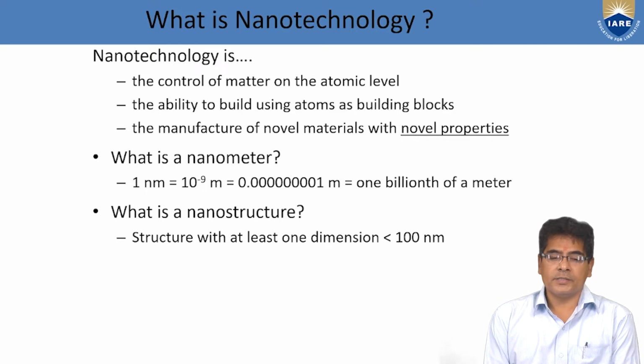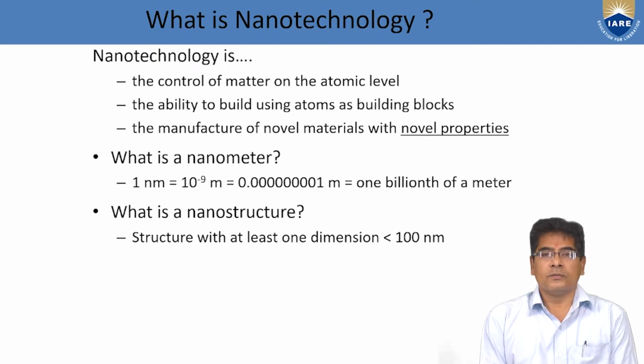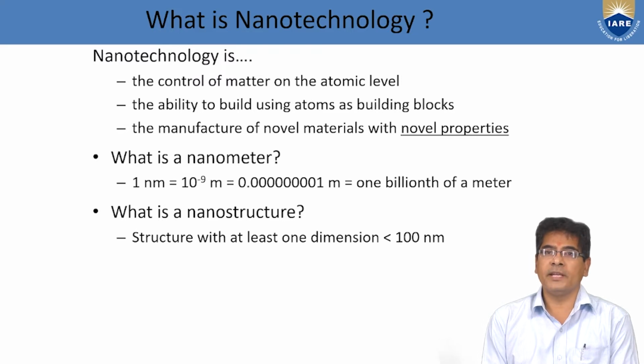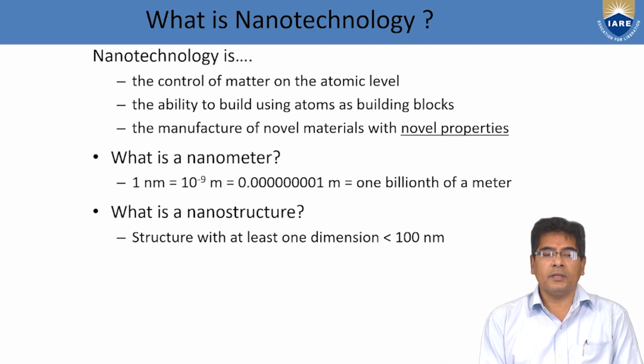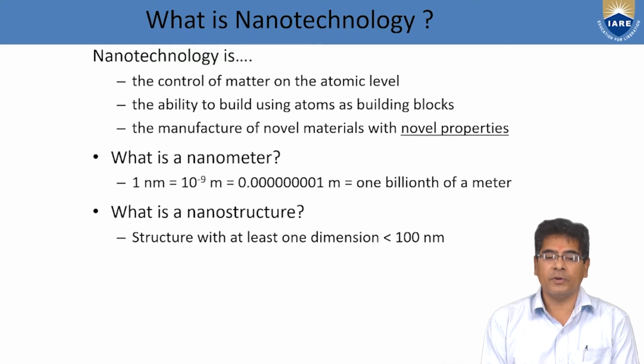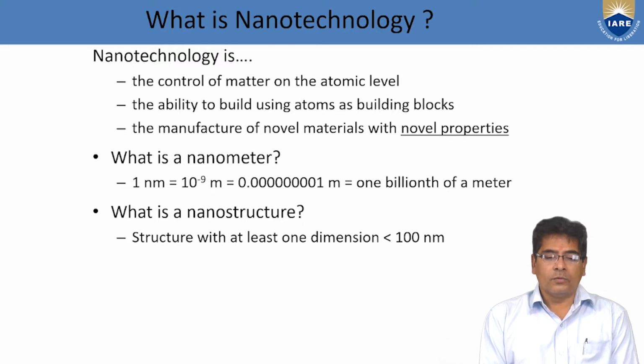What is nanotechnology? Nanotechnology is the control of matter on the atomic level. It is the ability to build using atoms as building blocks. Nanotechnology is used to manufacture novel materials with innovative properties, and it is a day-to-day developing subject with a large number of applications.